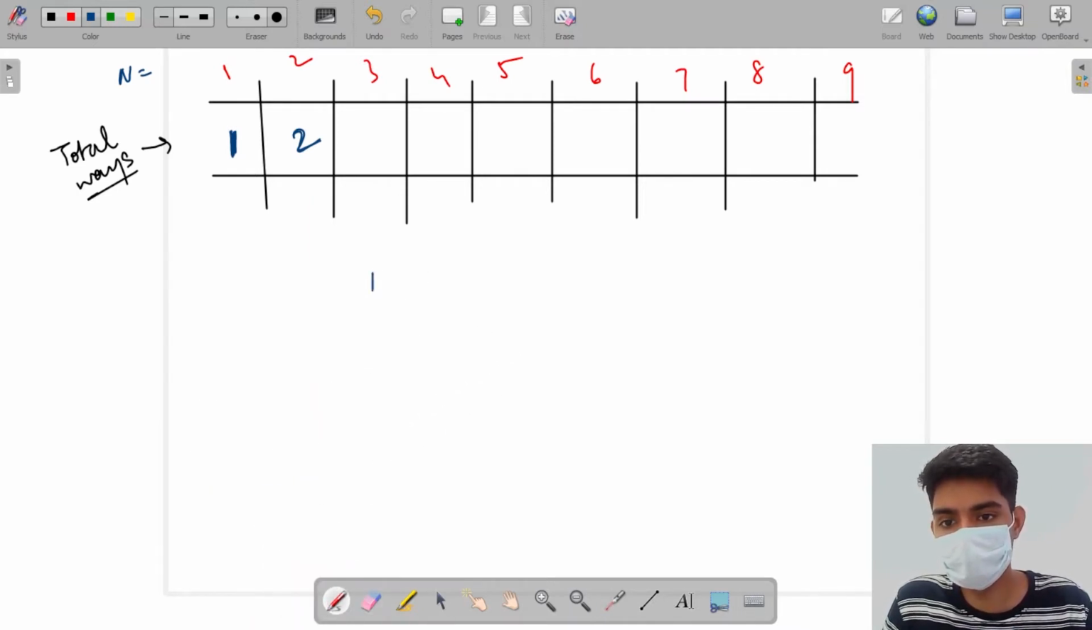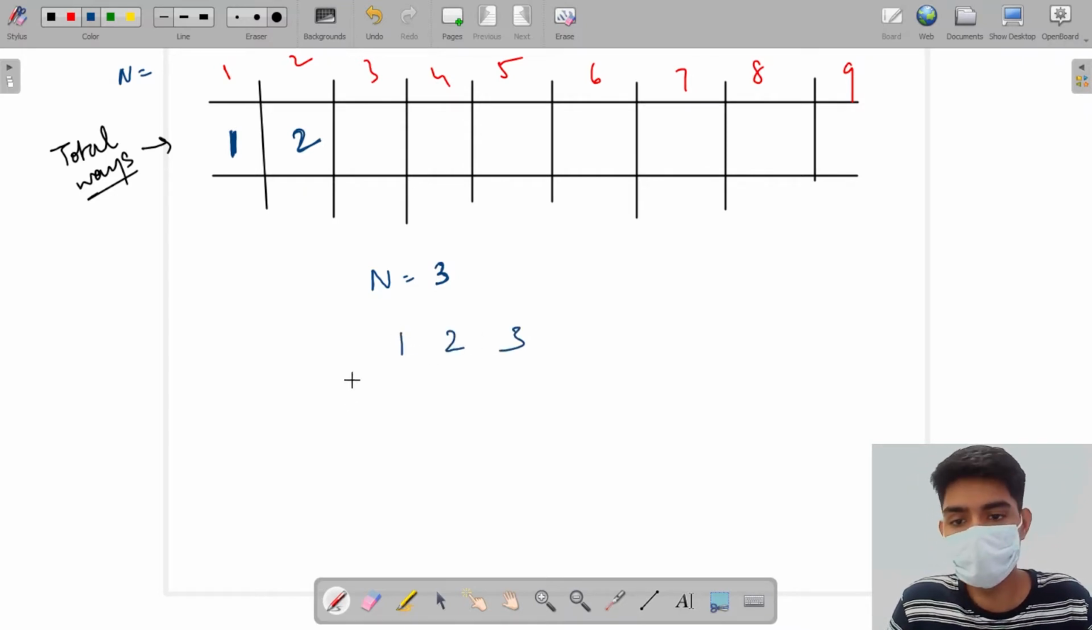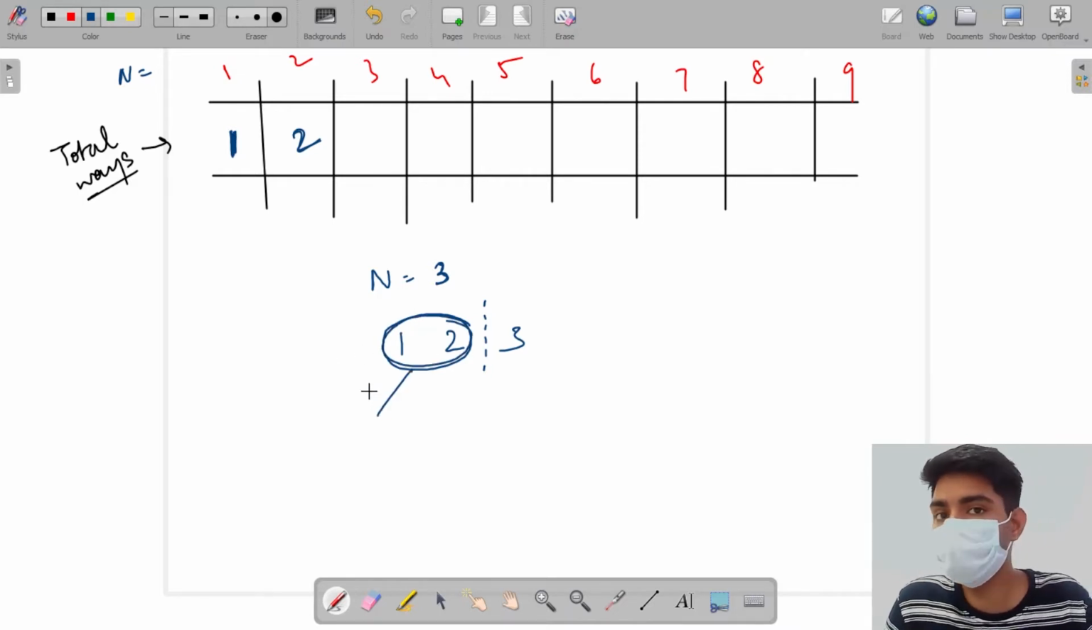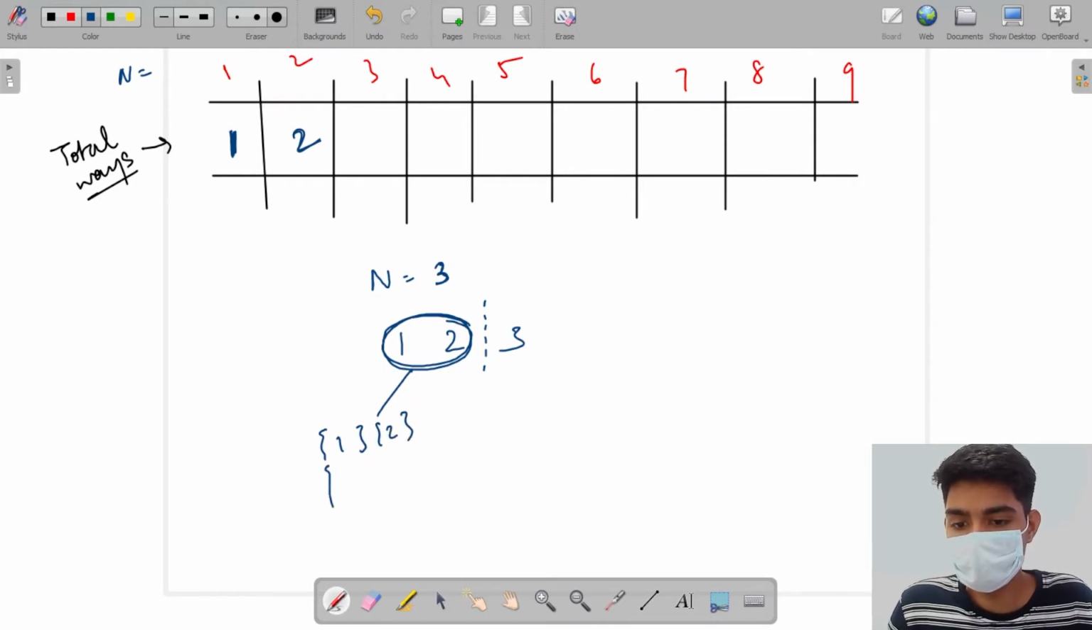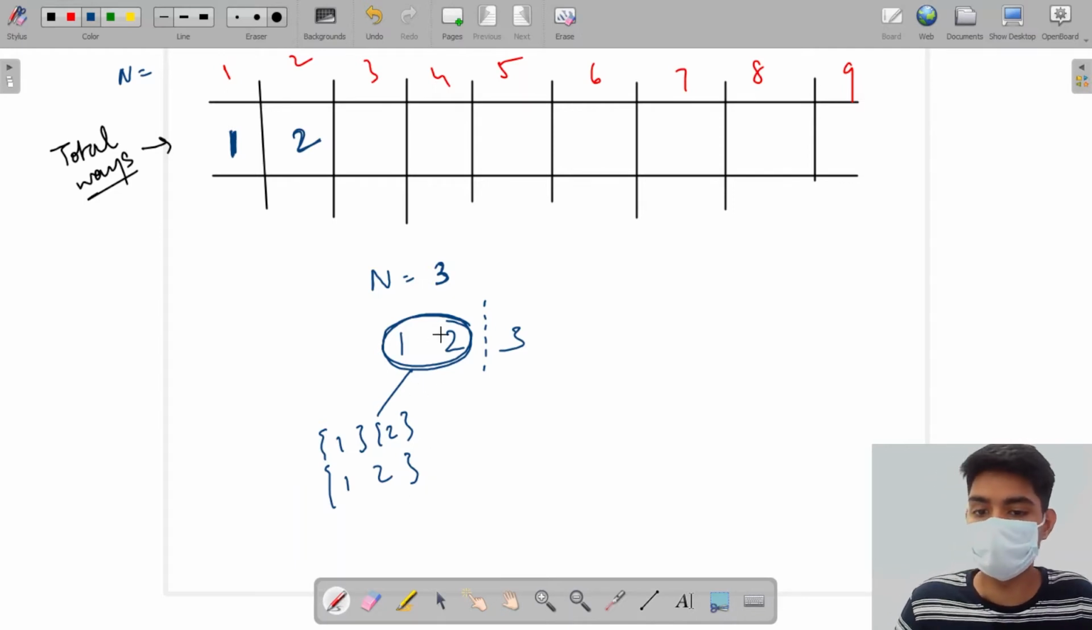So let's see for n equals 3. For n equals 3, I have, let's say, 3 friends: 1, 2, and 3. Now, let's separate 3 from these two friends, and let's see for 1 and 2. For 1 and 2, we already know what the answer is. If 1 and 2 decide to go, they can either go alone or they can go in pairs. So the only two ways for 1 and 2 would be they both go alone or they go in a pair. This would be my answer for 1 and 2.